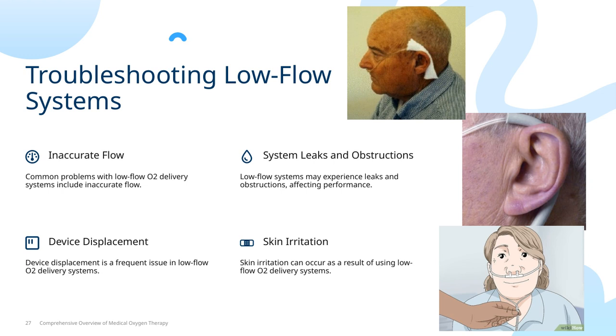Lastly, inaccurate flow is another challenge. Sometimes the flow rate may not be precise due to calibration issues or other malfunctions. This can impact the patient's oxygen levels, so always verify the flow settings and ensure the equipment is properly calibrated. By understanding and addressing these common problems, we can ensure the oxygen therapy remains effective and safe for our patients.